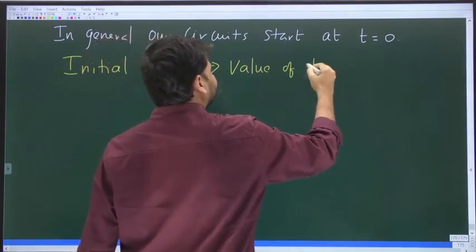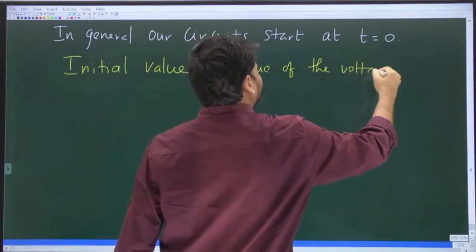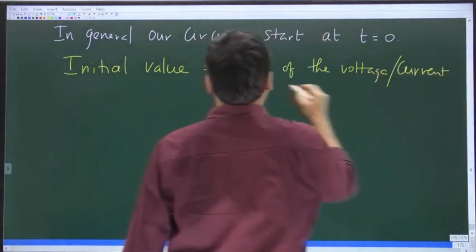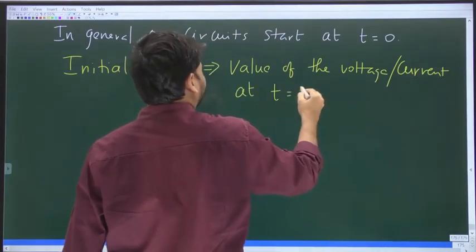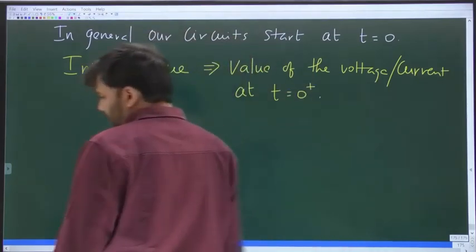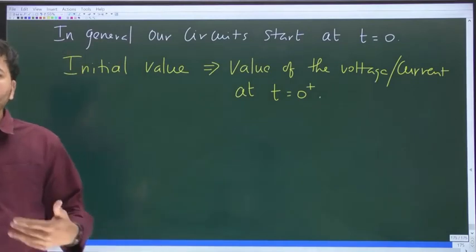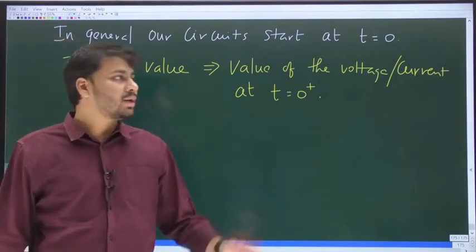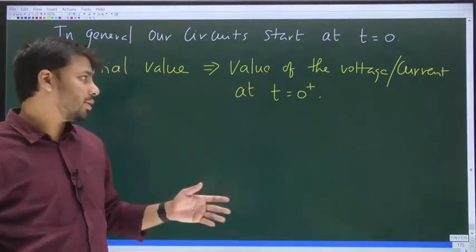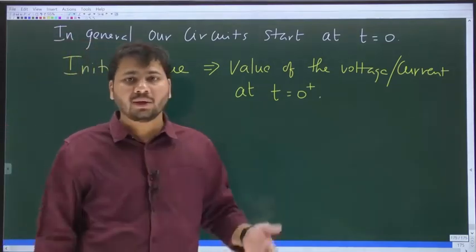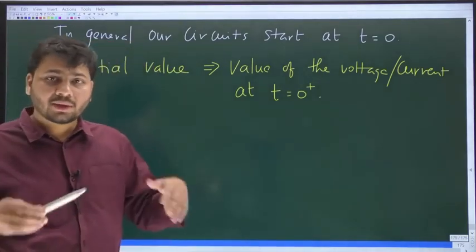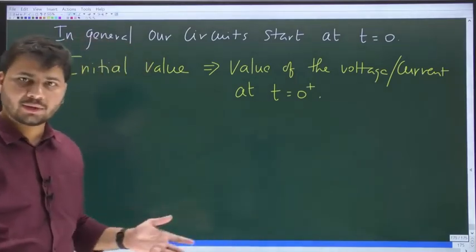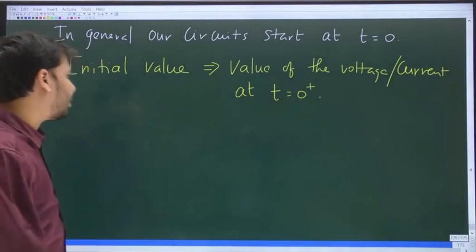the value of the voltage or current at t equal to 0 plus. That means just after the circuit starts. t equal to 0 plus is just after t equal to 0, and our circuit starts at t equal to 0. So the initial value is the value of the voltage or the current of interest just after t equal to 0, that is at t equal to 0 plus. You understood? That is the meaning of initial value.